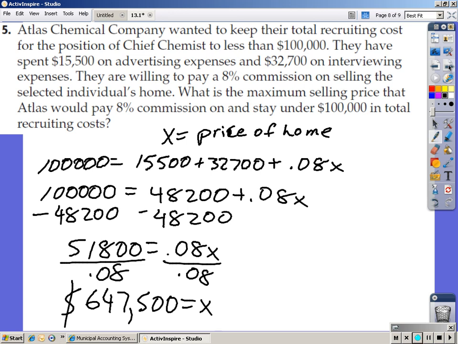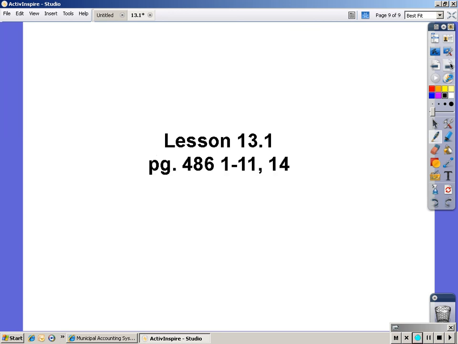Now, here's your assignment: lesson 13.1, page 486, 1 through 11, and 14. Get busy.